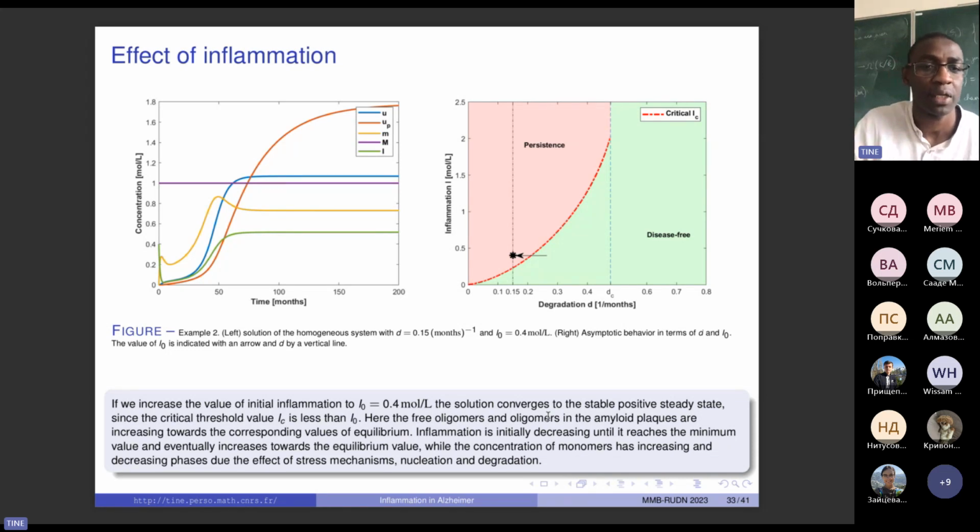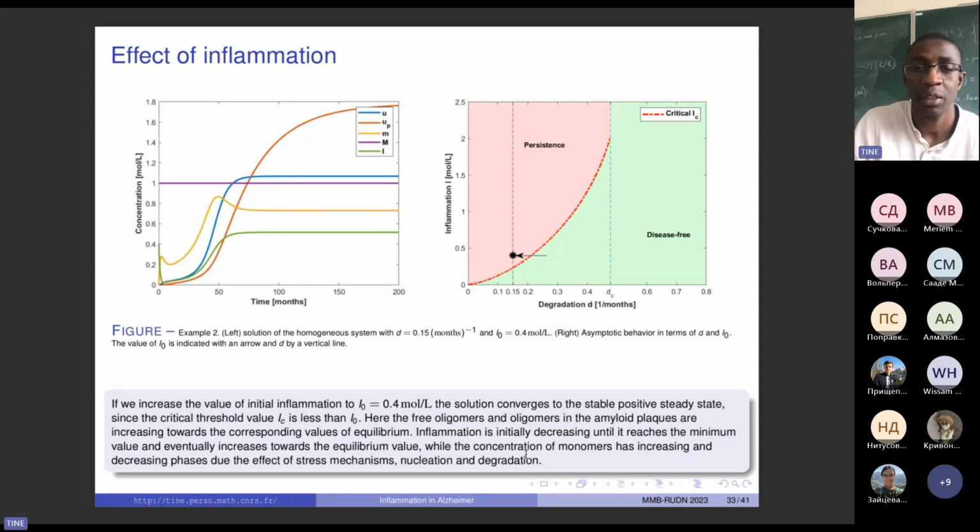Since the critical threshold IC is less than I0, the free oligomers in the amyloid plaque are increasing toward the corresponding value. So the inflammation is initially decreasing until it reaches the minimum value and eventually increases toward an equilibrium value.